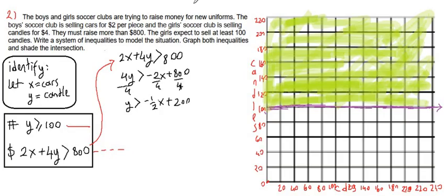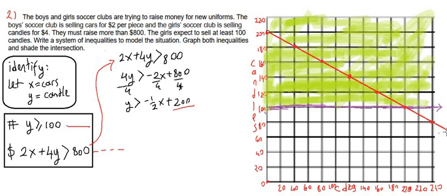Now we can graph this. Our y-intercept is 200, so we go to 200 on the y-axis. That's our y-intercept. And our slope is negative 1/2, which means 1 down, 2 right. One down, two right, and so on. Now we can make a straight line here.